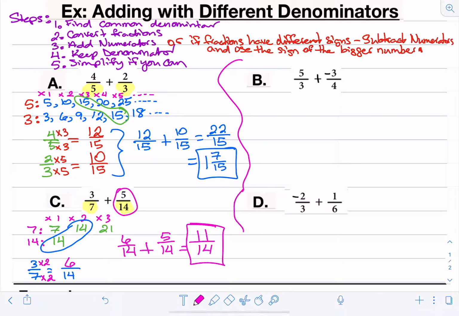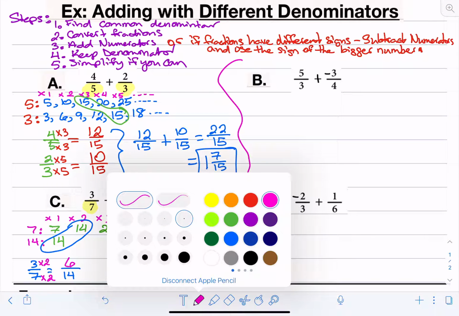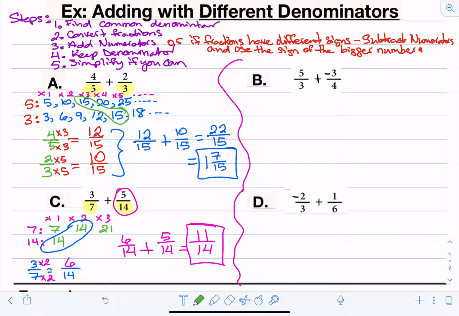Right, and let me go ahead and continue the line to separate B and D from A and C. Okay, so now we have 2 examples where the fractions have different signs. So let's go ahead and I will choose green again. So step 1, find a common denominator.